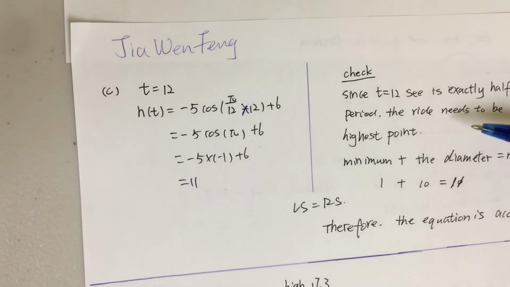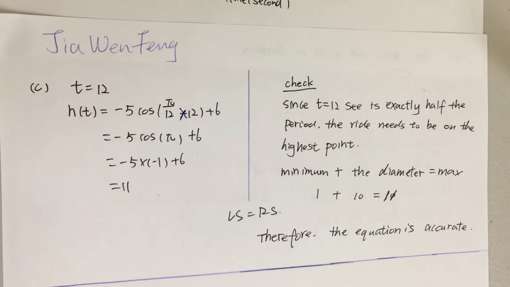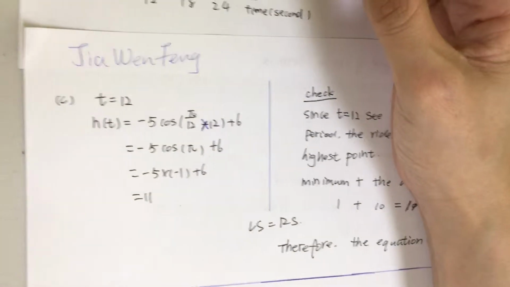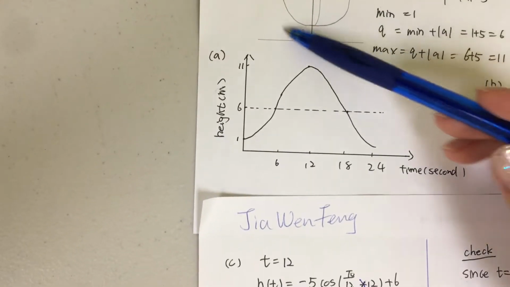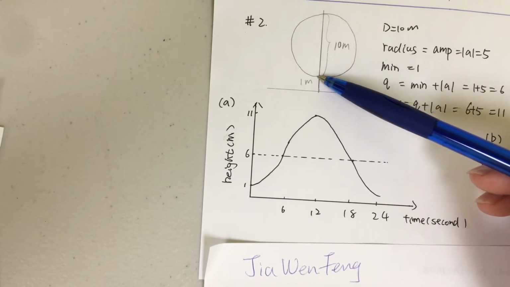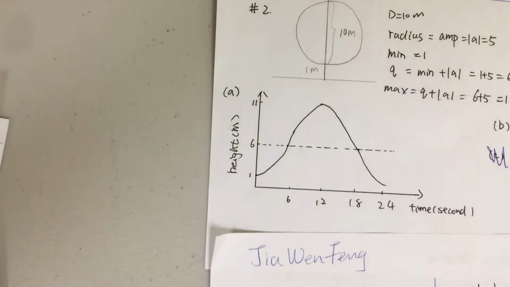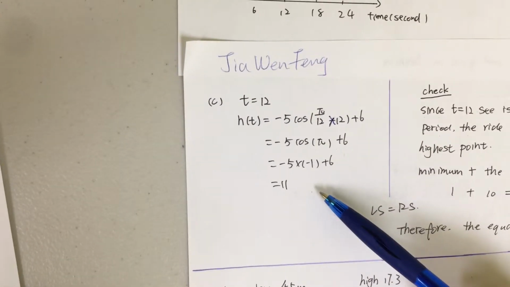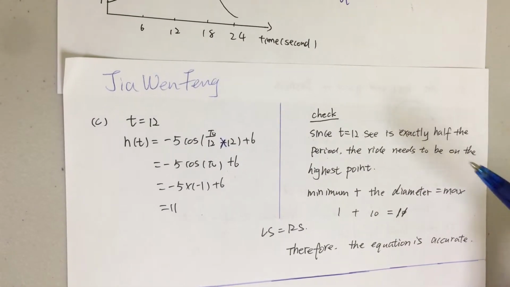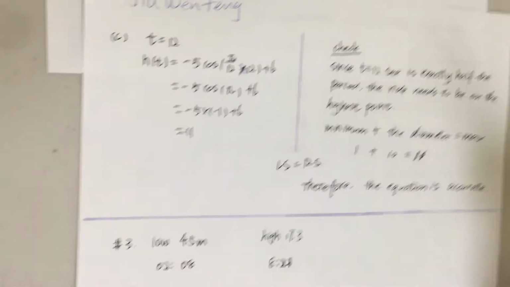And let's check. We do know, because the whole cycle takes 24 seconds, then t equals 12 seconds will be exactly half of the cycle, or half period. So the minimum starting from 1, if exactly half period, it'll be on the top. We know the top is the lowest point plus the diameter, so the total height will be 11. That's exactly the same answer as when we substitute into the equation. So therefore, t equals 12 gives the accuracy. Left equals right.